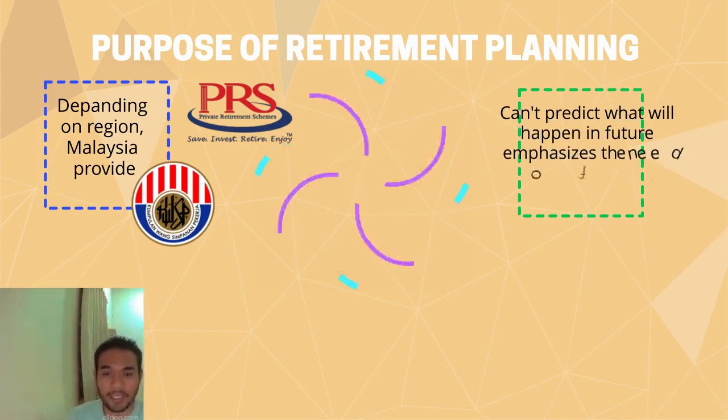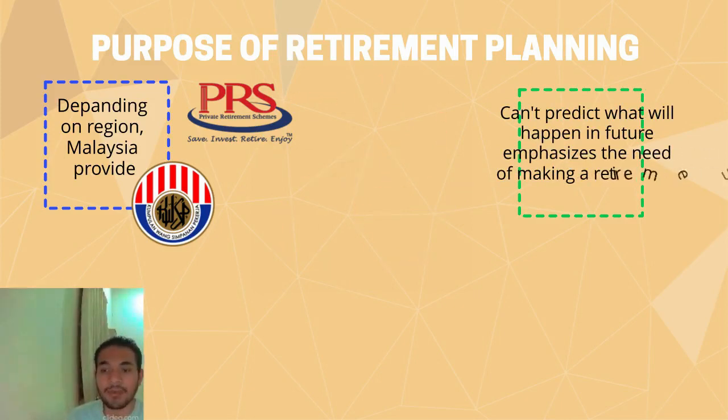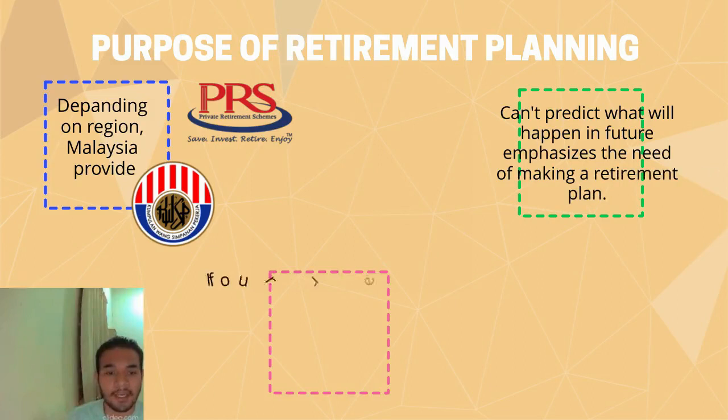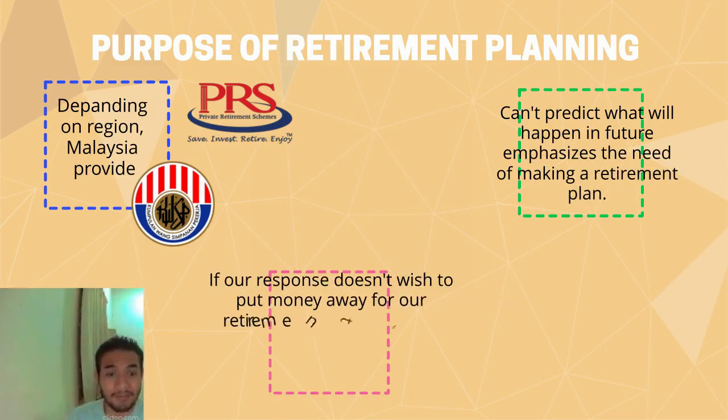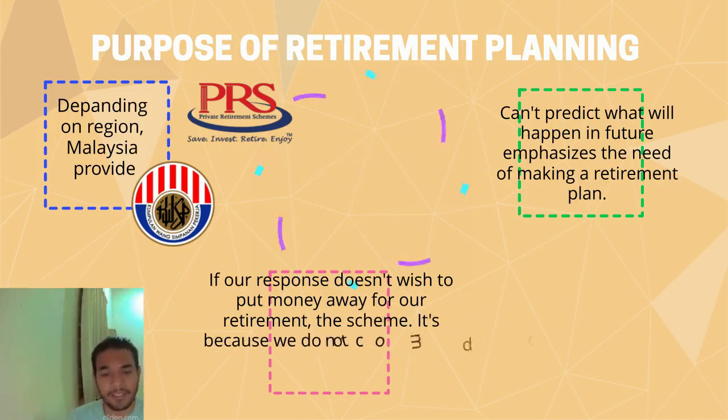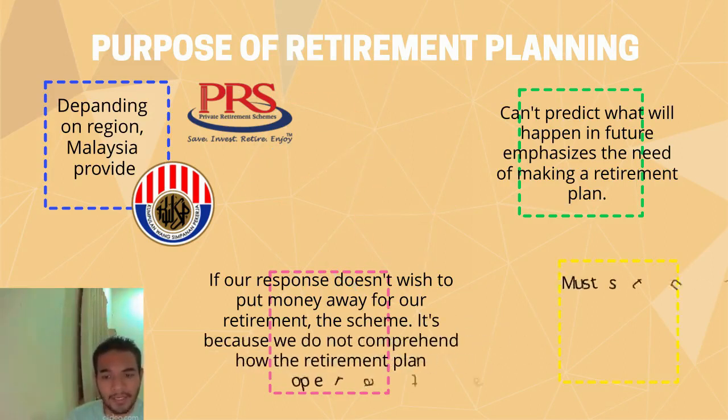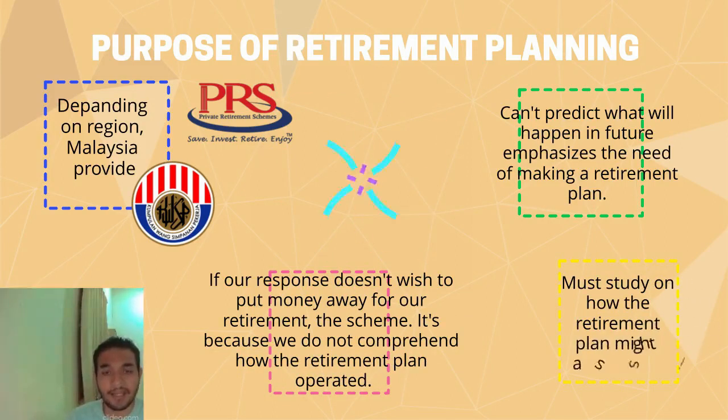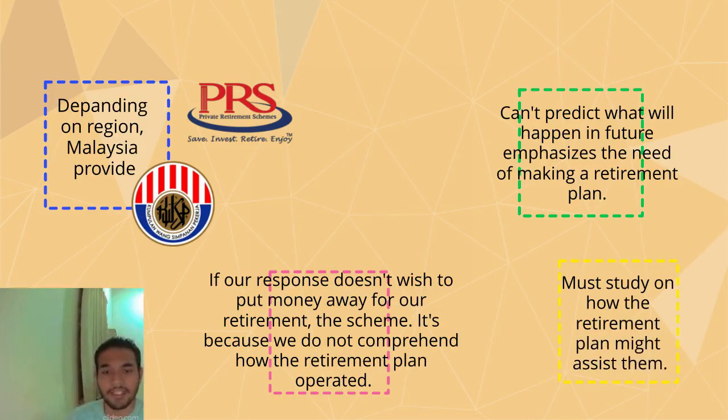As humans, we do not know a great deal about numerous aspects of existence. If people don't wish to put money away for their retirement scheme, it is because they do not comprehend how the retirement plan operates. Therefore, in order to solve this issue, people must study how a retirement plan might assist them in their future retirement planning.